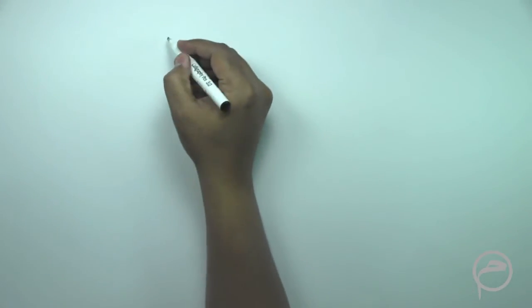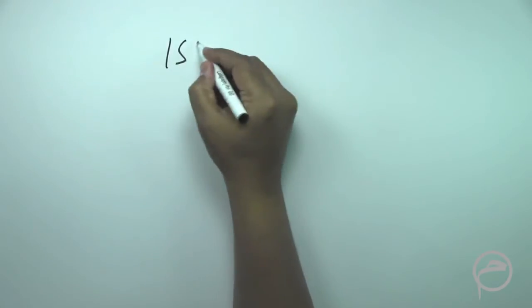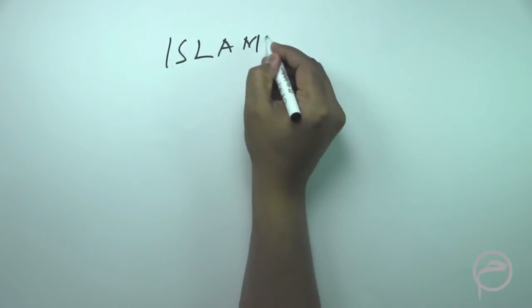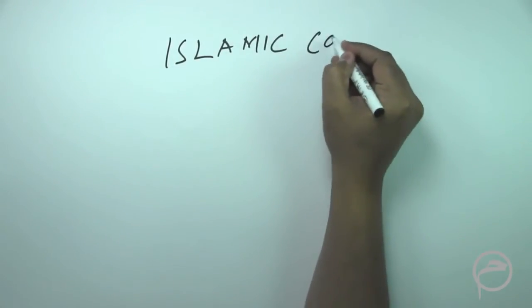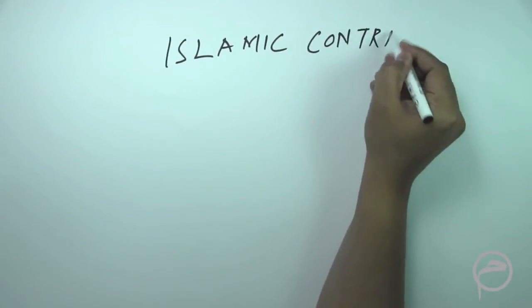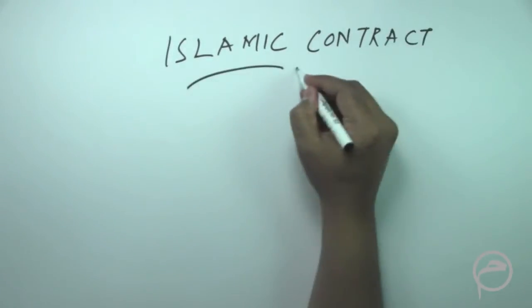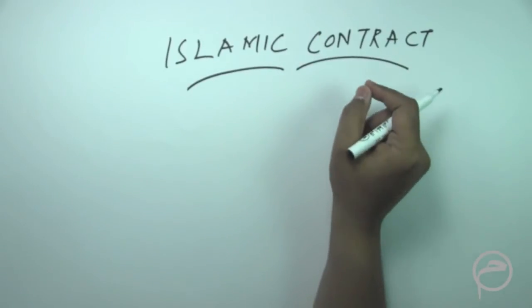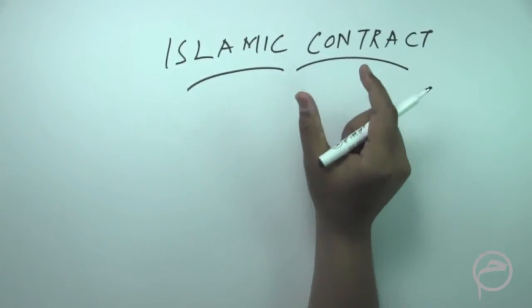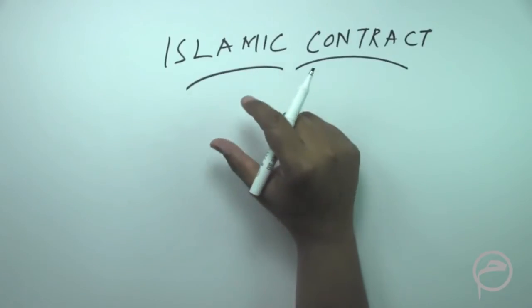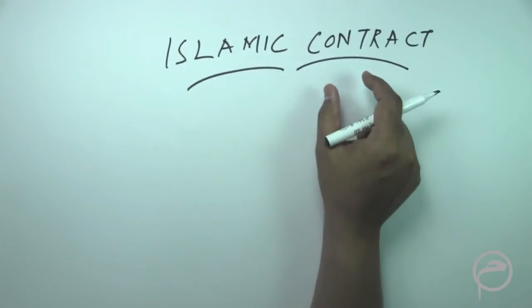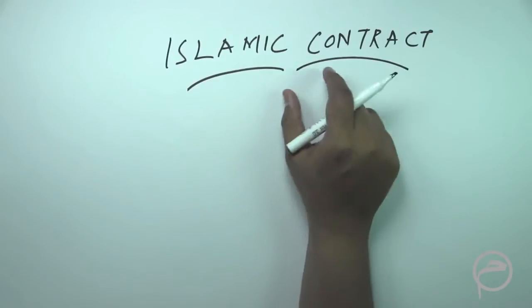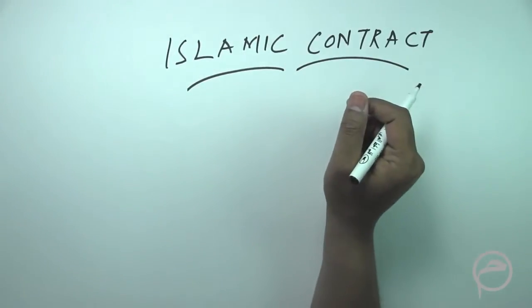Today we will discuss Islamic contracts. What do we mean by an Islamic contract? Basically, any contract, if it fulfills the requirements prescribed by Sharia, can be considered an Islamic contract.